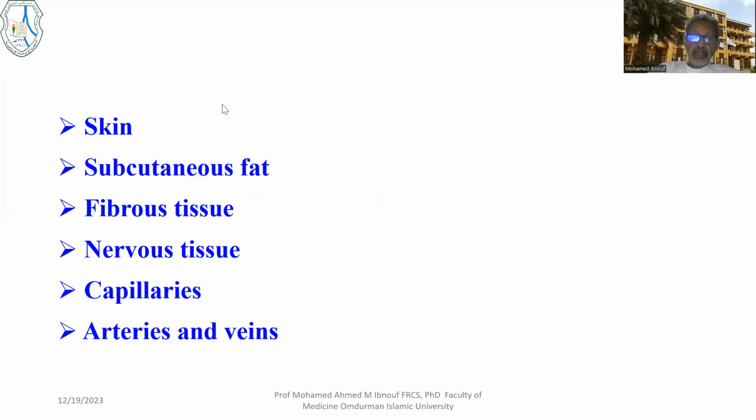I'm going to speak about lumps arising from the skin itself and lumps arising from subcutaneous fat and fibrous tissue, tumors, and masses arising from the nervous tissue, capillaries, arteries, and veins below the skin.